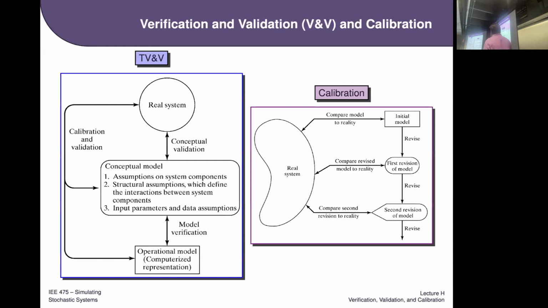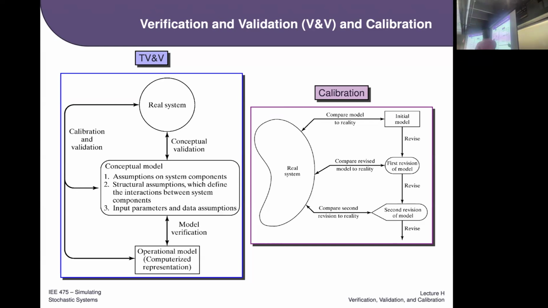And this is sort of the flow chart of what I was just talking about here. And then calibration, this iterative process of making the model better and better. So any questions about those three terms, the difference between verification, validation, and calibration?